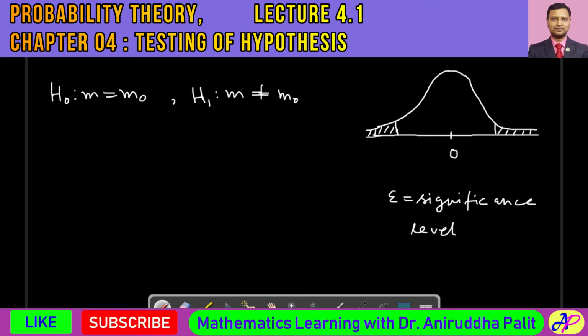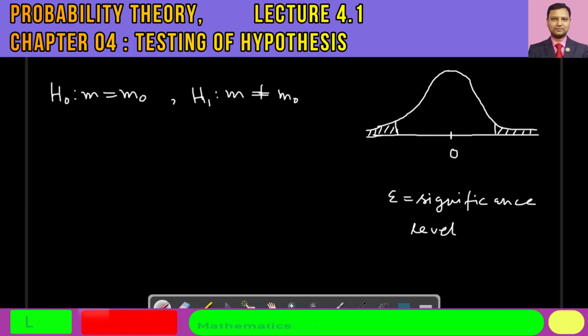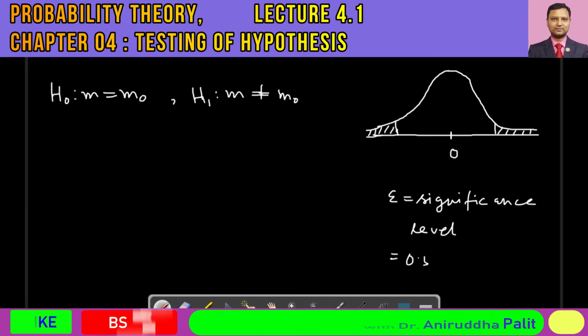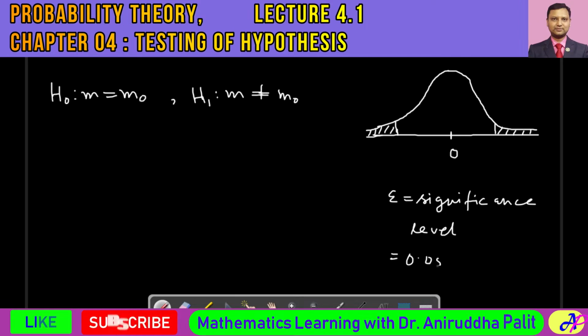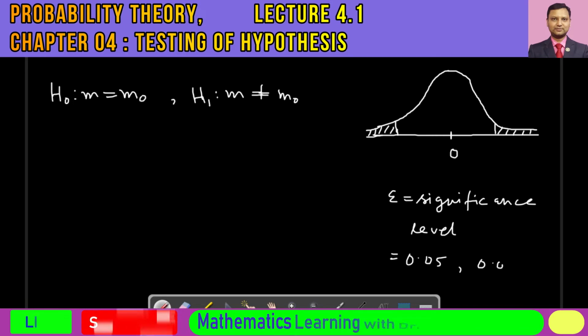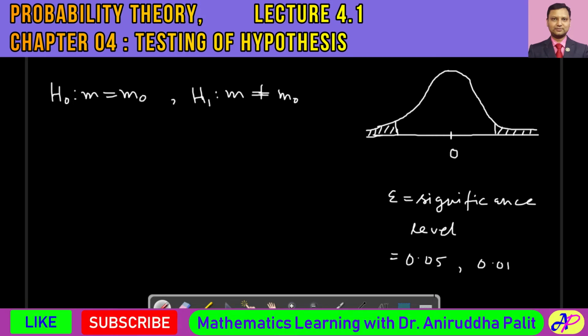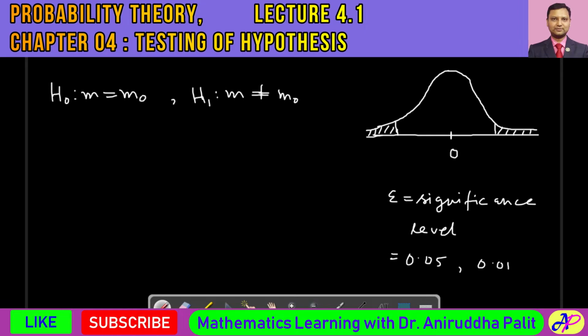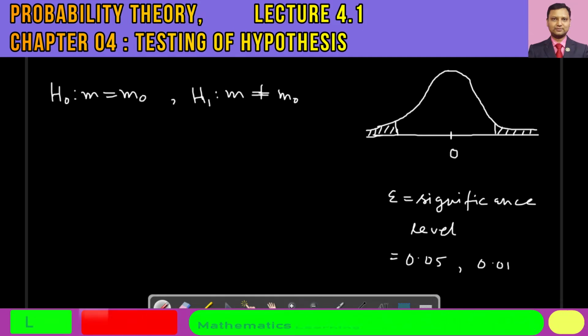Significance level. Now, generally this value of epsilon is taken as 0.05, that is the 5% significance level, or we sometimes take 0.01, that means the 1% significance level. So we try to restrict the maximum probability of type 1 error to 5% or 1%. This is the probability of type 1 error.